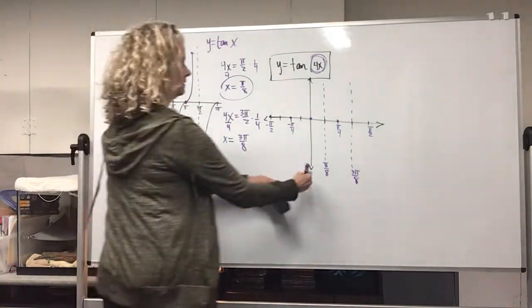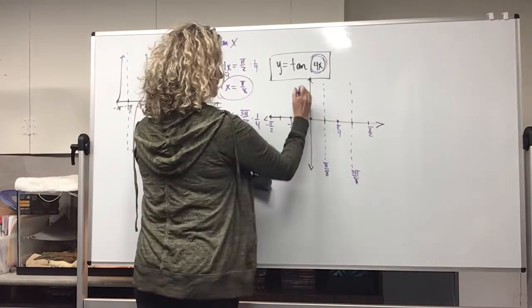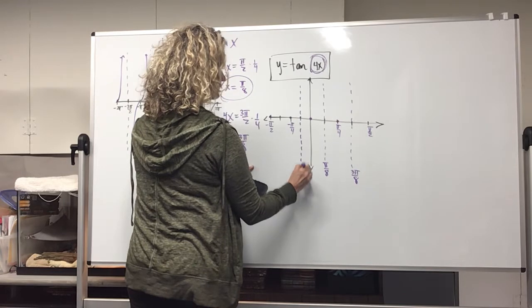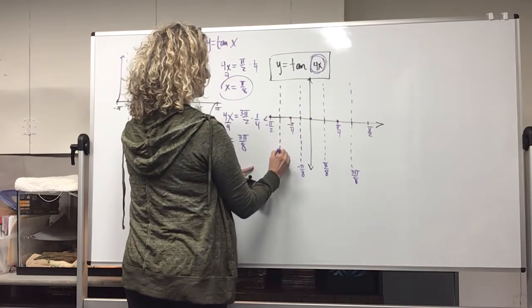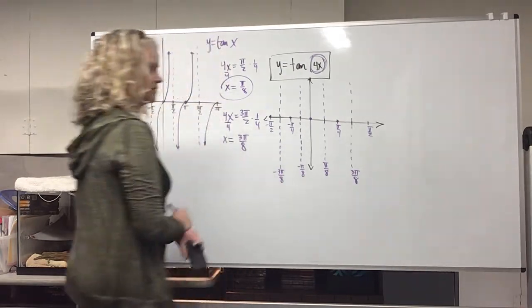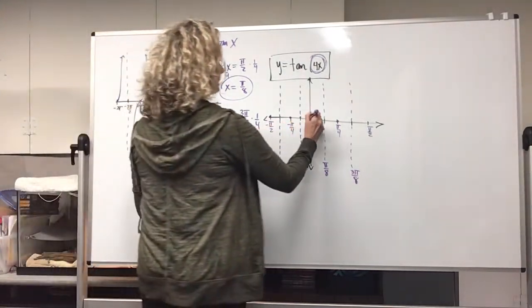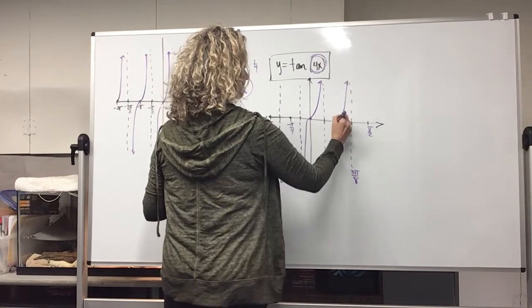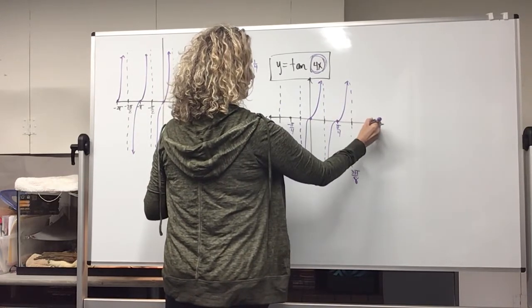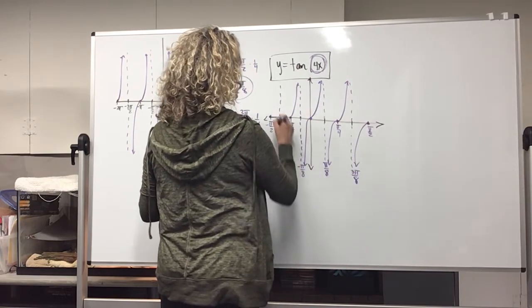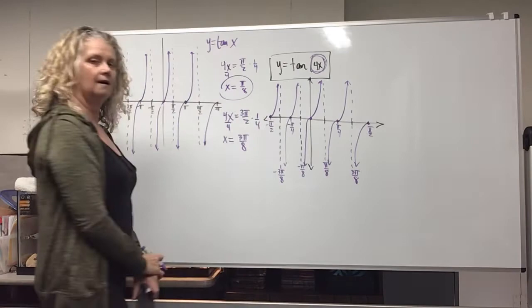Again, it's a periodic function, so if there's an asymptote at positive pi over 8, there is an asymptote at negative pi over 8. If there's an asymptote at 3 pi over 8 in this case, negative 3 pi over 8. And now, using the roots and the asymptotes as our guide, remember a graph asymptote is an imaginary line that the graph never crosses, and that would be our function.